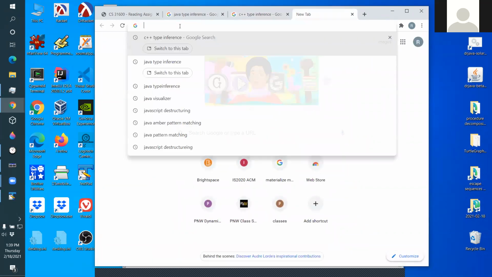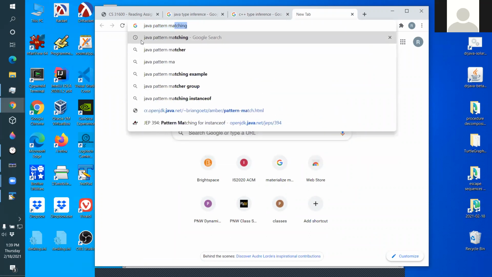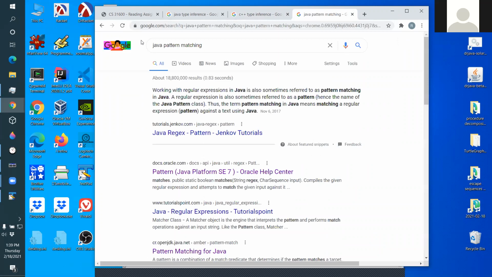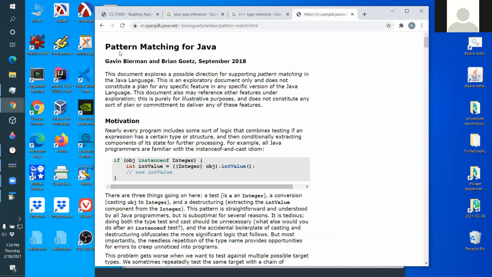Okay. Now another example is pattern matching. So you can say Java pattern matching. Java pattern matching is interesting. Now you've got to be careful. By Java pattern matching, I do not mean regular expressions. This is what I mean. Pattern matching for Java. Notice that this is still in the process of being added to Java. Java does not yet quite have pattern matching. It's being added to the language. They think it's such a great idea that they're in the process now of adding it to the language. And it's something called Project Amber.